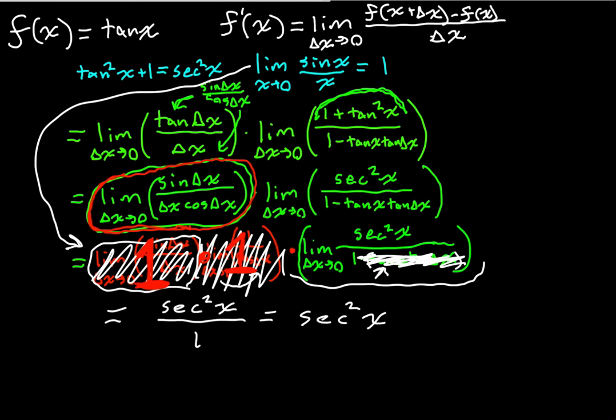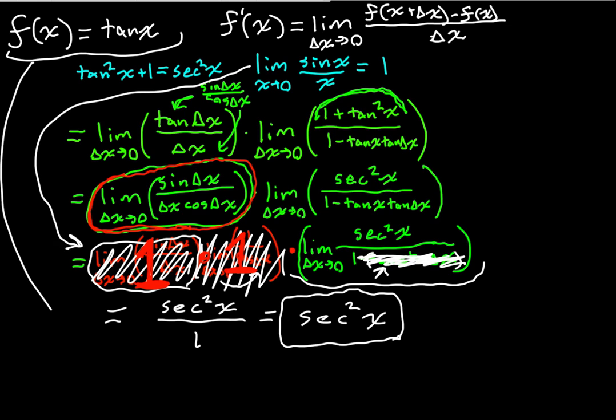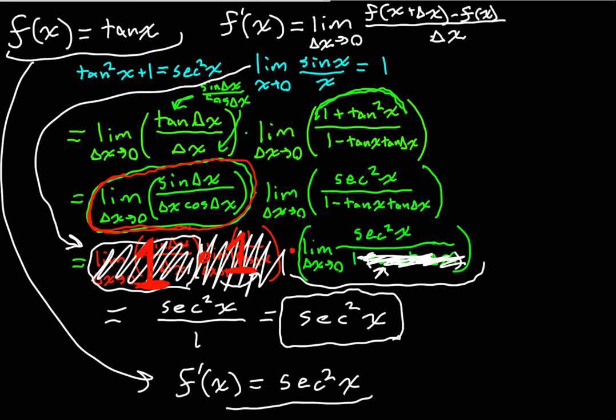So in this case, we're going to get that our final answer, given that f of x is tangent of x, f prime of x, the derivative of that function tangent of x, is equal to secant squared of x. And that's kind of funny.